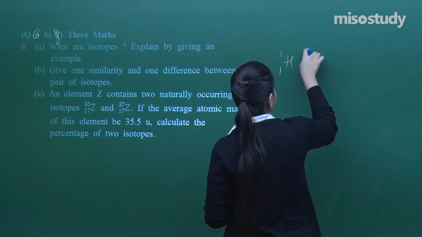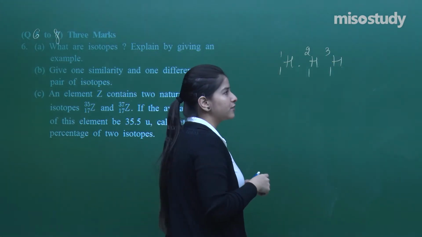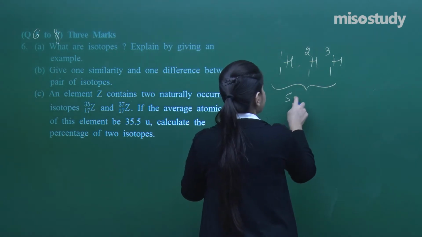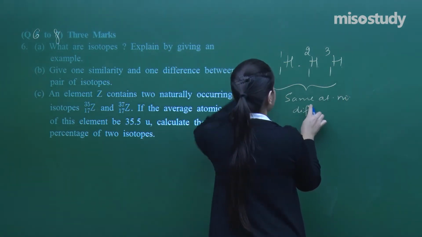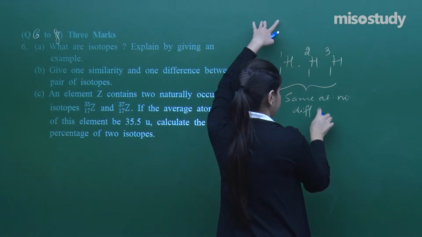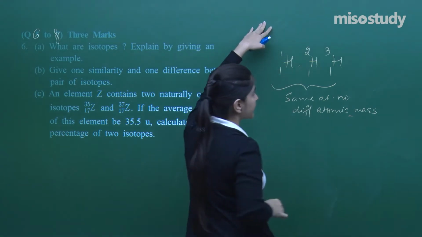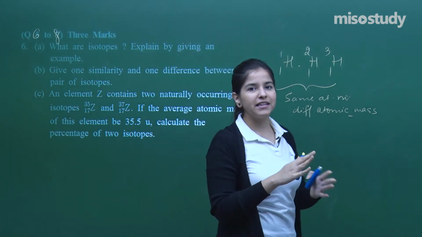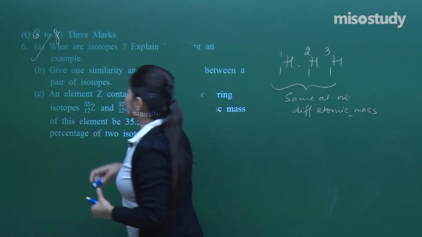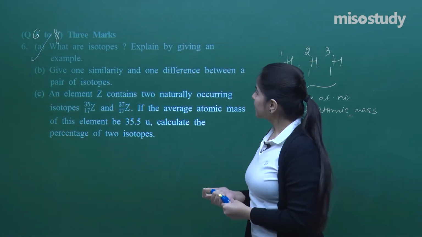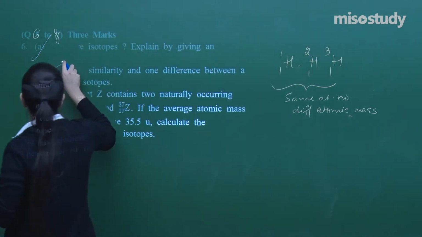Protium, deuterium, and tritium. So the isotopes are those things which have got the same atomic number but different atomic masses. And why are these atomic masses different? Basically due to the difference in the number of neutrons. Okay, and that completes my part number 1. Give one similarity and one difference between the pair of isotopes. This is important. Mark this as important.